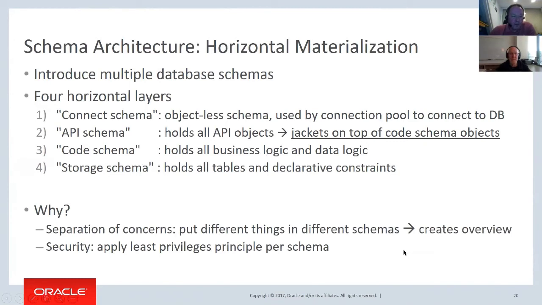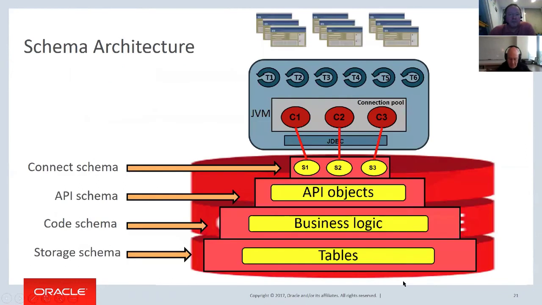And again, why would we want to do that? It's very simple: separation of concerns. As soon as you start separating concerns, you start creating overview. You have different things in different schemas, and it helps you make everything more maintainable. Also, security-wise, we can apply the least privileges principle per schema, which can be done in much more detail than I'm talking about here, because I'm only talking about it at a very high level.